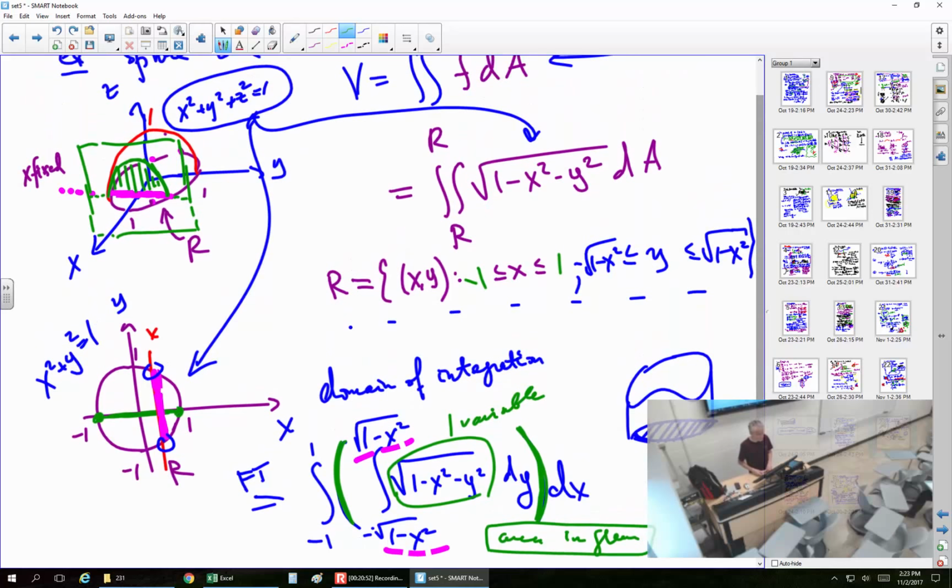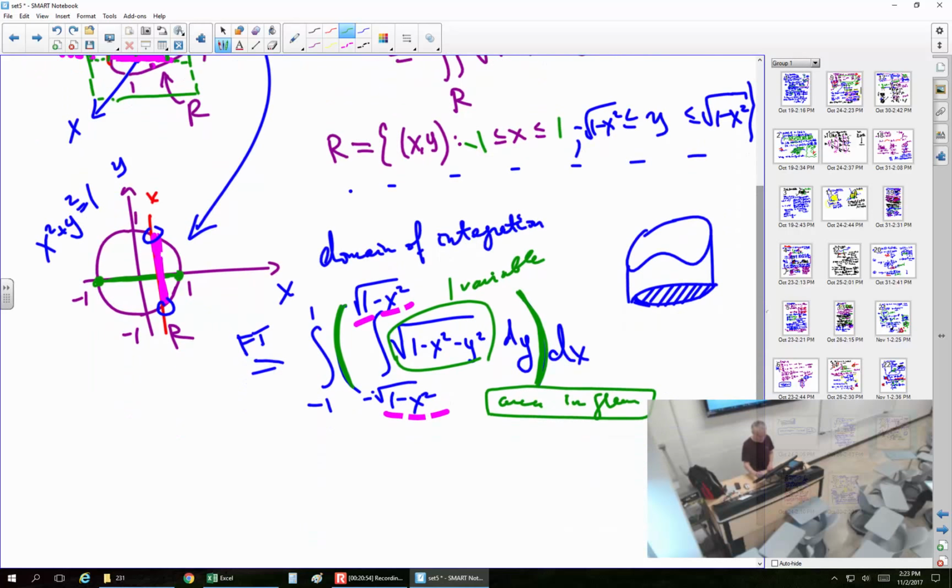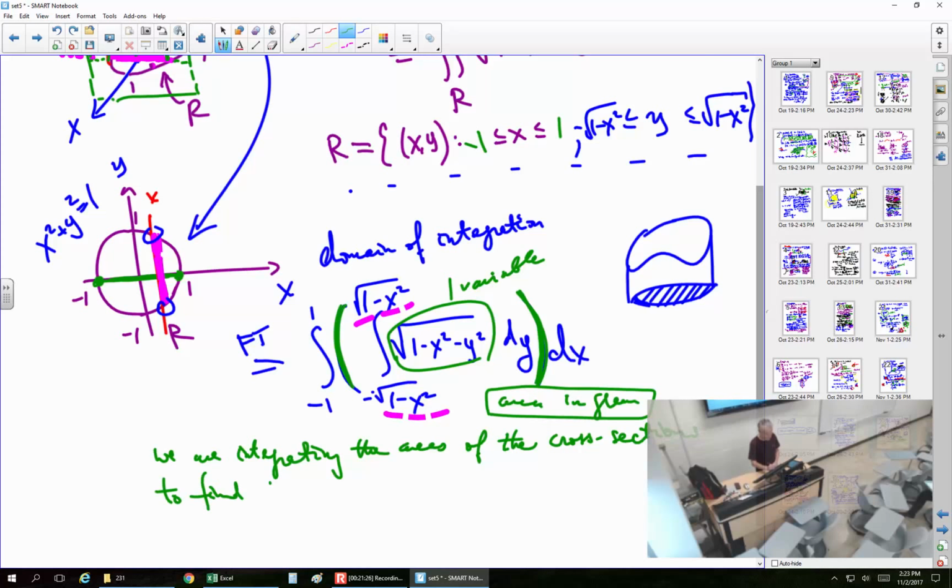Once again, if you think about it, what we are integrating is the areas of the cross sections. That definitely should sound familiar. Integrating areas of cross sections to find the volume. Does anybody remember what this is called?